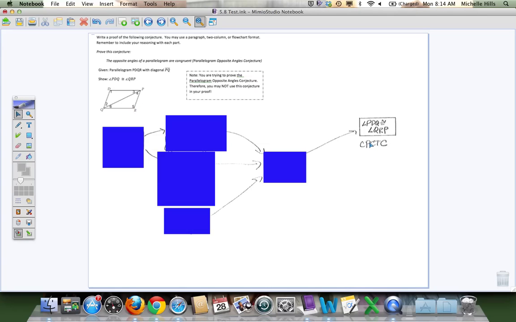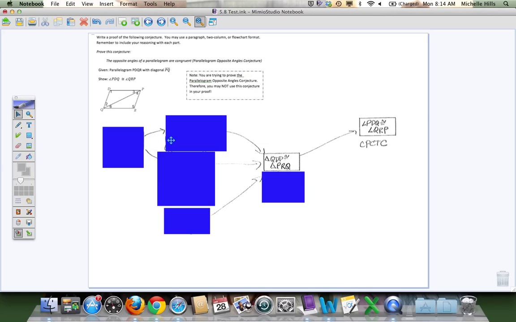Well, I can't use CPCTC, which means corresponding parts of congruent triangles are congruent, unless I have these two triangles congruent to each other. So my statement before that, and I'll come back to the reason in just a minute, is going to be that triangle QDP is congruent to triangle PRQ. The only way I can get congruent triangles is to bring in three congruencies prior to that. Two sides in an angle in a specific order, two angles in a side, or three sides. So these are going to be these three statements.